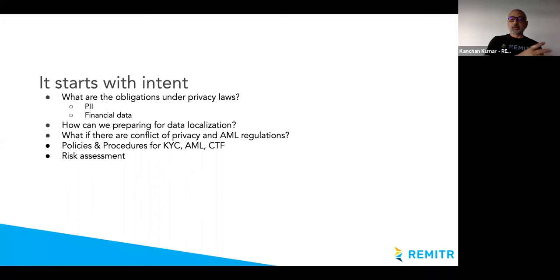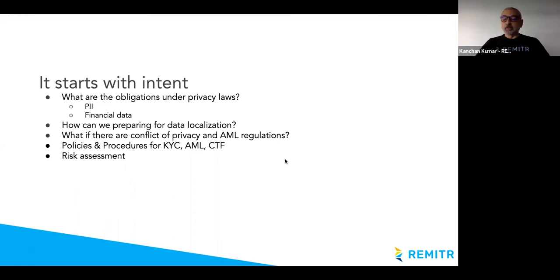So when we talked about how you have to say what you would do and how you would do it, what we really talk about is laying down the policies and the procedures in advance. Now, the policies and procedures are typically three parts. First is a privacy policy. The other is your KYC, AML, CTF policy. The third is the risk policy. These are three key policies which are extremely important for you to have right up front before we even start and process the first transaction.